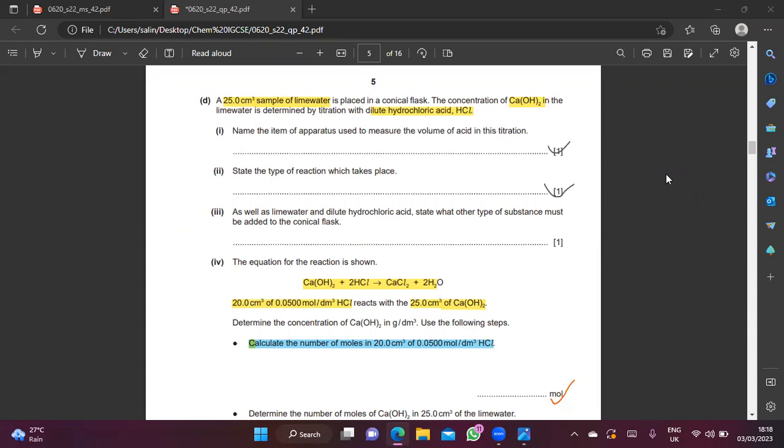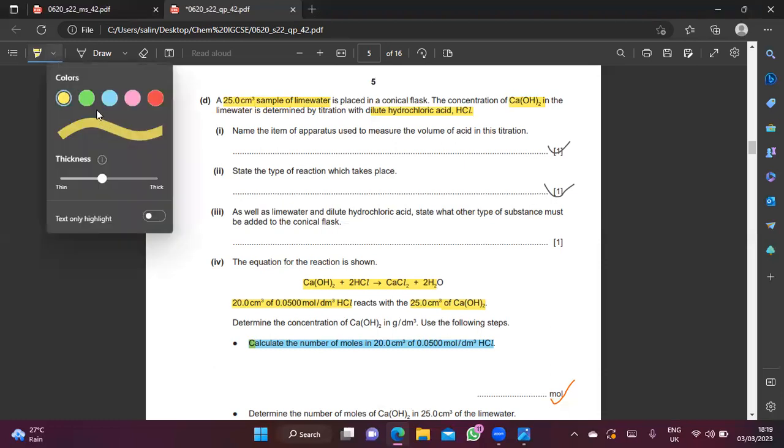Bismillah. Let's have a look at this question. It says here a sample, a 25 cm cube sample of lime water is placed in a conical flask. The concentration of calcium hydroxide in the lime water is determined by titration with dilute HCl, hydrochloric acid. So this is a titration.